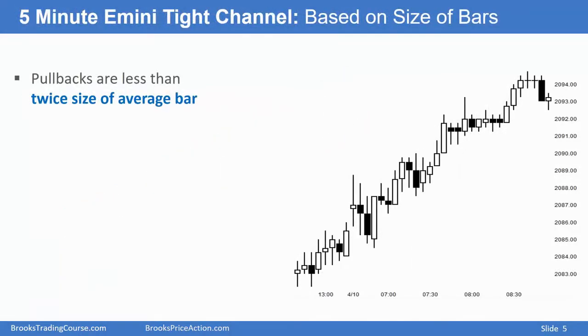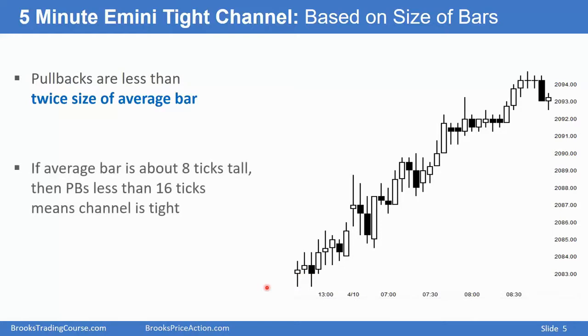I want to put into words some parameters that give you an idea of when a channel is tight. For example, look at the size of an average bar, and all of the pullbacks are less than twice the size of an average bar. The pullbacks are small. If an average bar is about 8 ticks tall, then the pullbacks are less than 16 ticks.